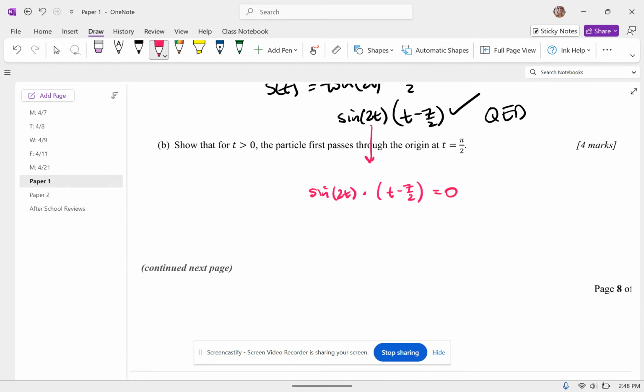And that's set equal to 0. Why am I setting it equal to 0? I want to see where it passes through the origin, the x-axis. Good job. So now, this is how you would earn full credit on this guy, right?